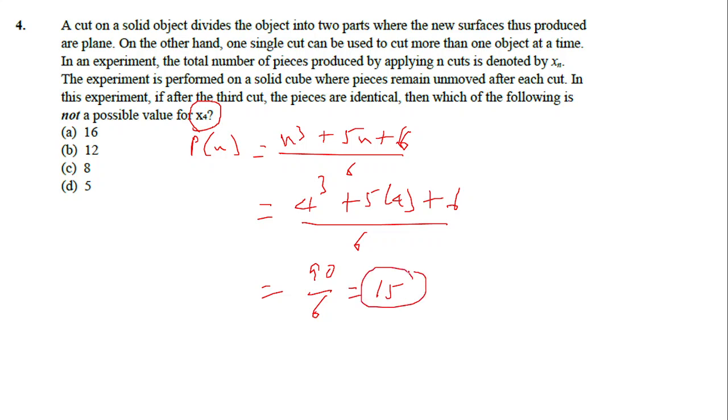So this means maximum number of pieces in a cube are 15. Maximum number of pieces are 15. So which is not possible value here? 16 is not possible value because all other values are possible. So we'll go with option A, 16.